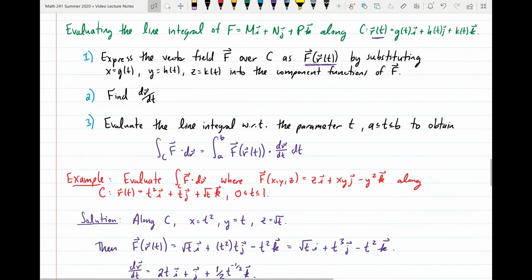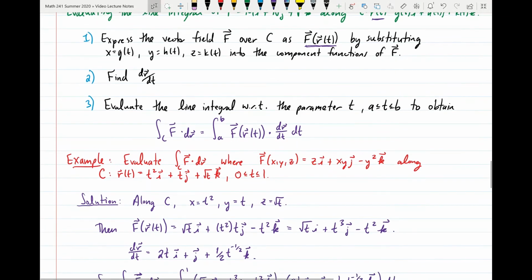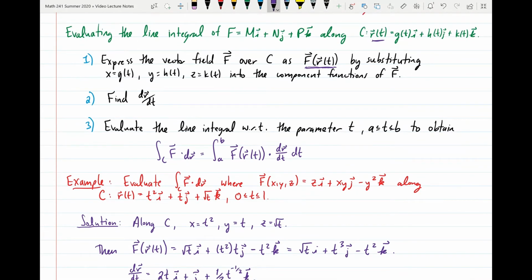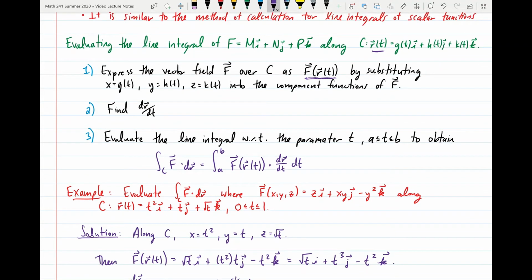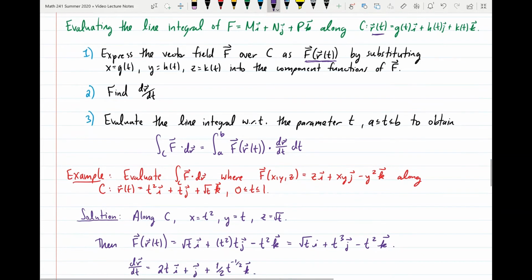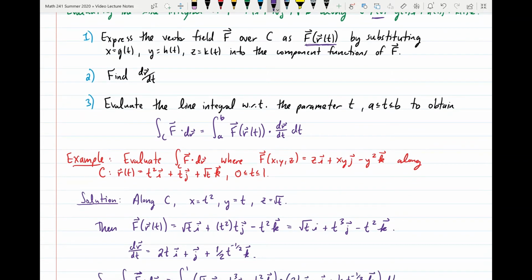And after we do this, the next step is going to be to calculate the derivative of our parameterization r with respect to t. And then finally, after we've done these two steps, we can evaluate the line integral with respect to the parameter t, where again, t is ranging from a to b, which we've decided when we made our parameterization.